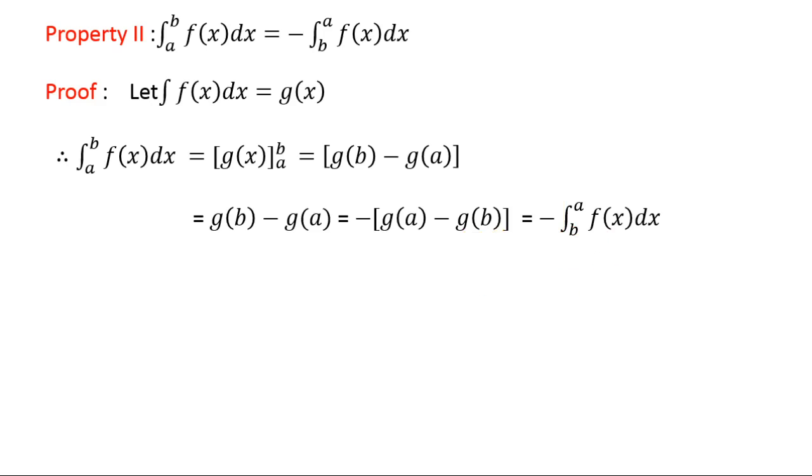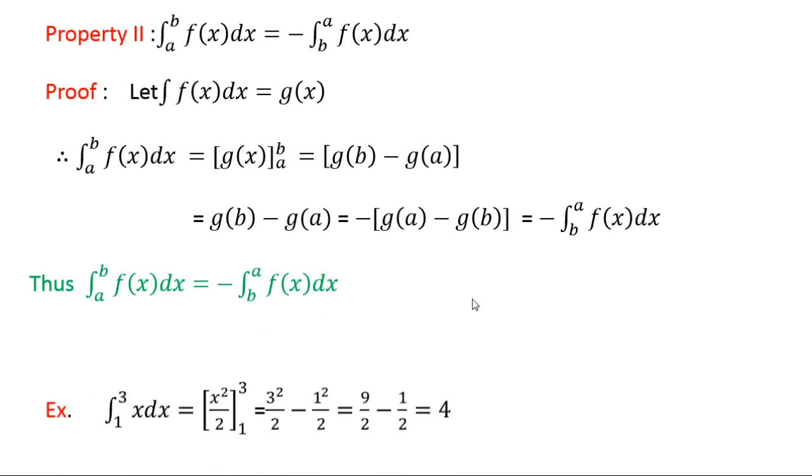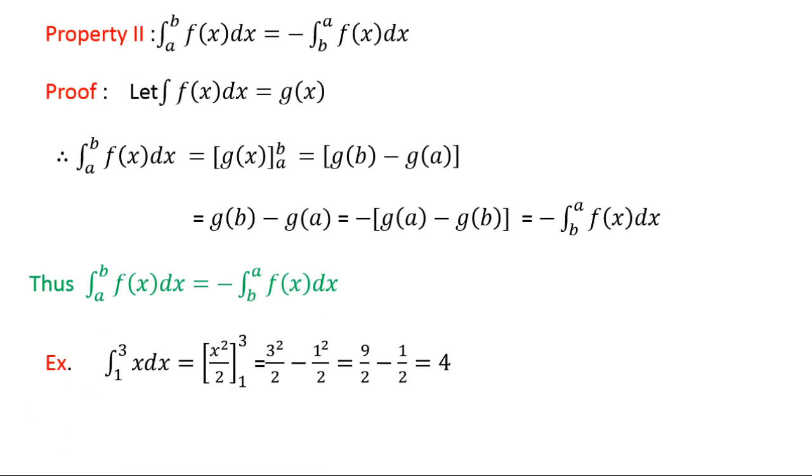Now I will explain this property with the help of one example. Actually this is called the verification of the property. So how to verify this property? First we evaluate integration of one function, say x, between limits 1 to 3. Its value comes to be 4. You can check these calculations. Integration of x between limits 1 to 3 हे 4 येते.